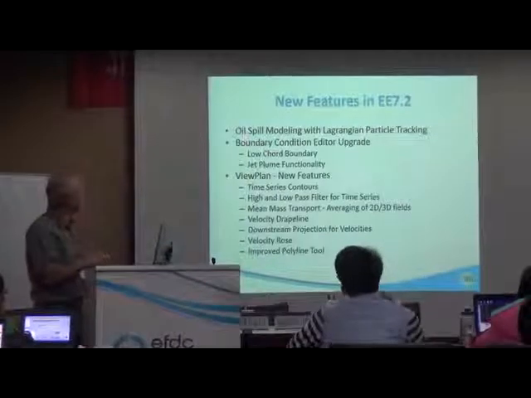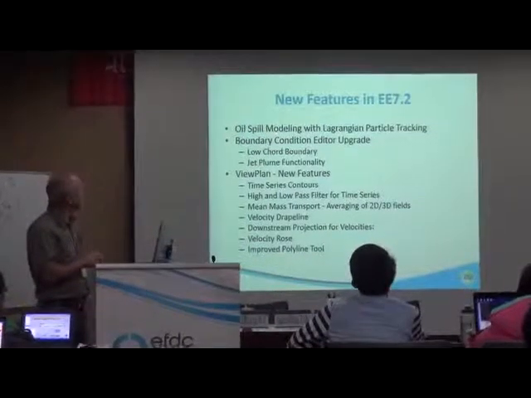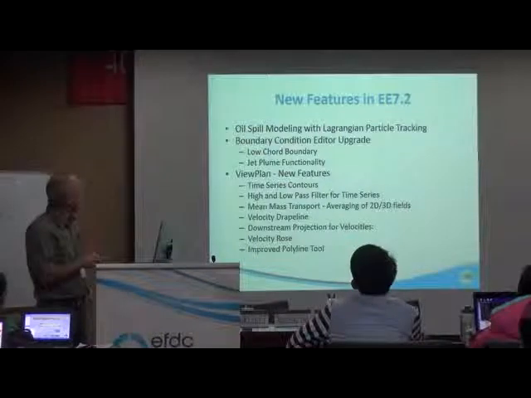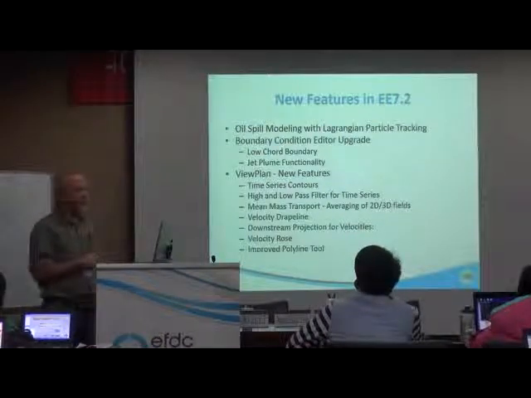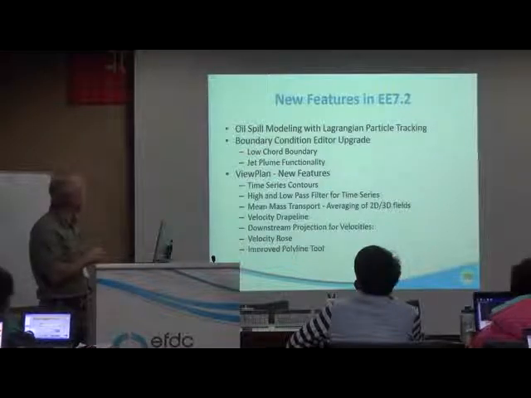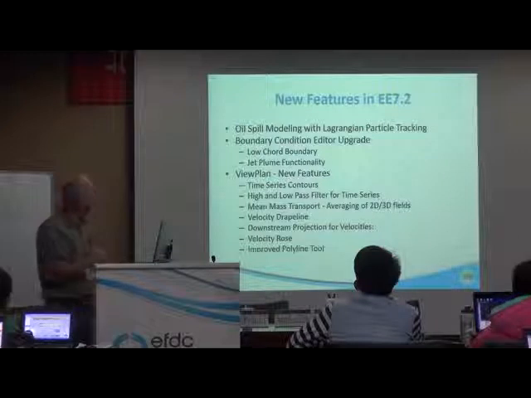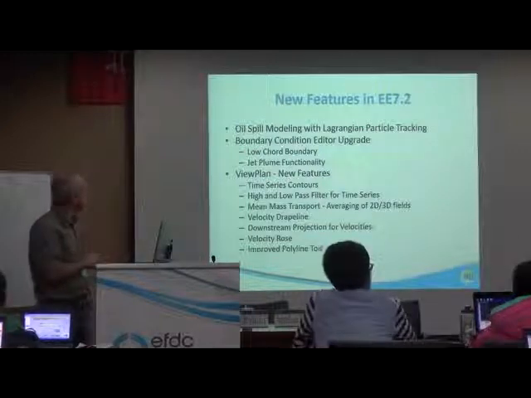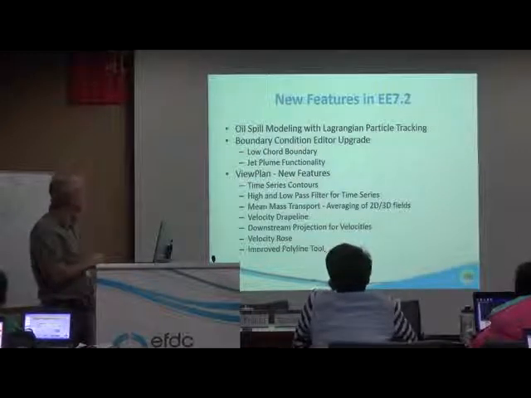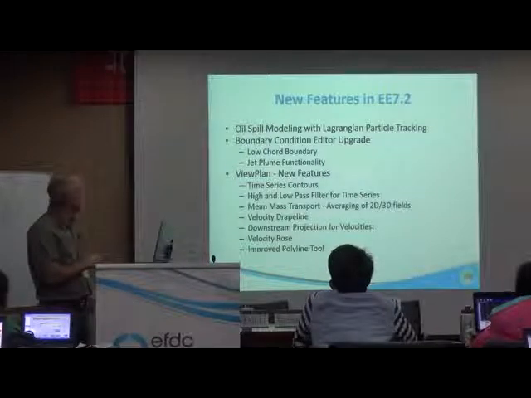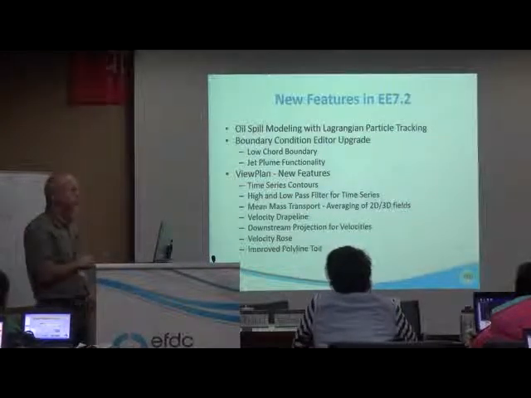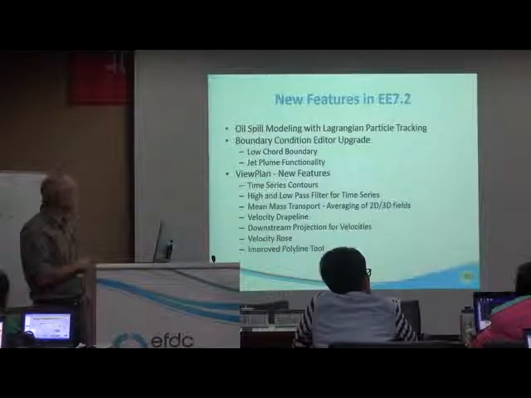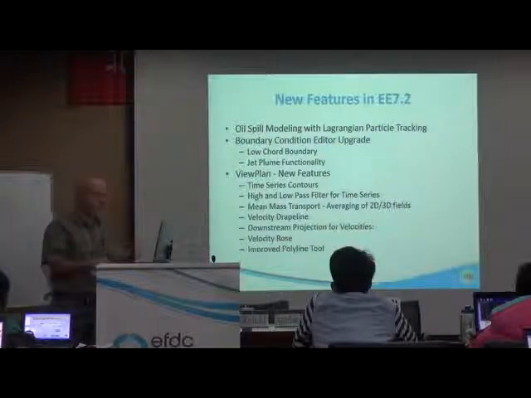So we have just a listing of the major differences, which is the oil spill modeling. We've had a major upgrade of all of our boundary condition forms and improved a lot of functionality. We've added a brand new boundary condition type called a low chord boundary, which I'll likely demonstrate in a little bit. Under the view plan or the 2D plan view, we can now extract time series contours, do filtering, mean mass transport for fields, add velocity roses, just many, many features.